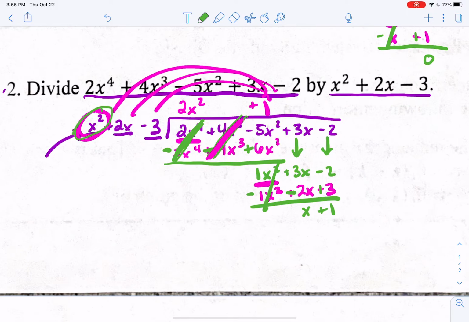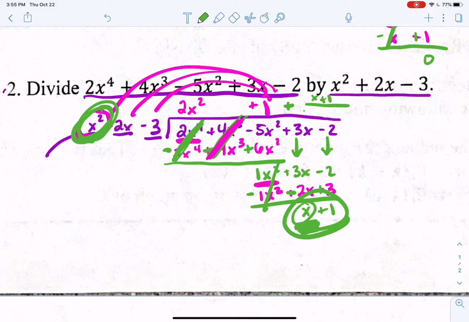Now, at this point, I am done because if I tried to repeat this process again, there's nothing that I can multiply by x squared to get x. I could multiply by 1 over x, but that's not a whole number solution. This part right here is already lower in degree than what I'm dividing by. So this entire piece is going to be my remainder. I write that as plus x plus 1 over x squared plus 2x minus 3. I put this over top of the divisor, and that's what my remainder looks like.